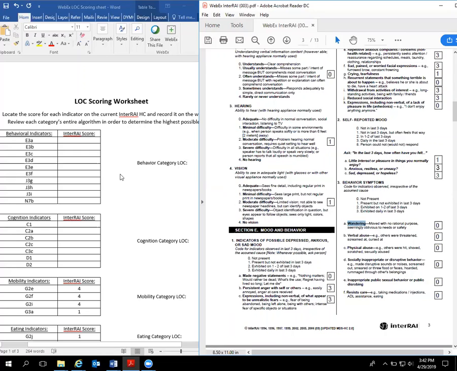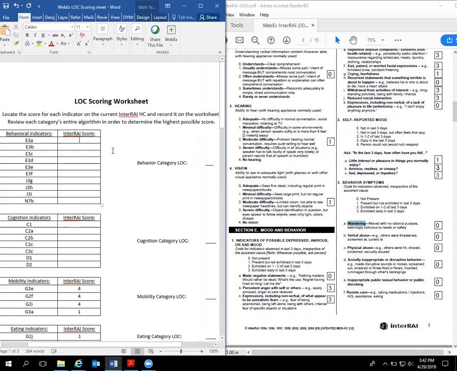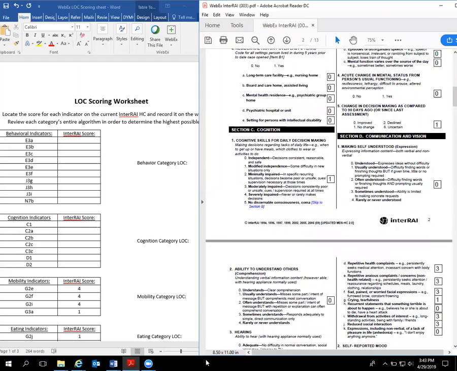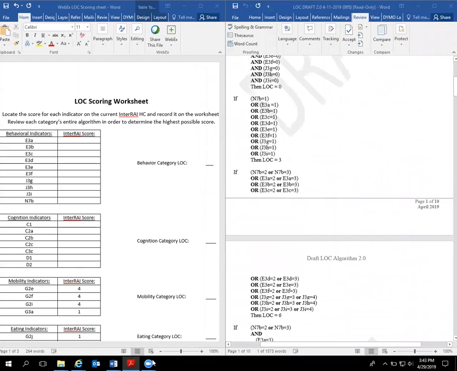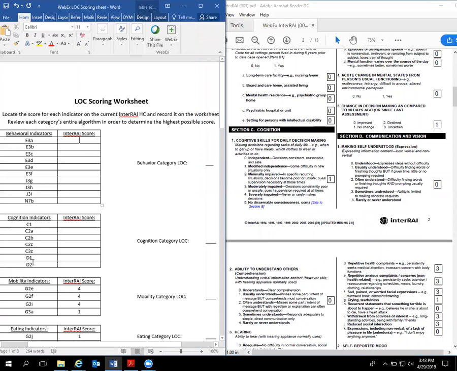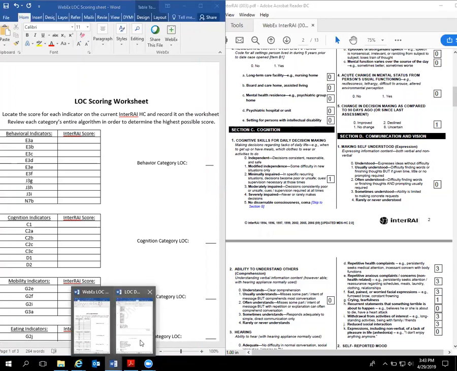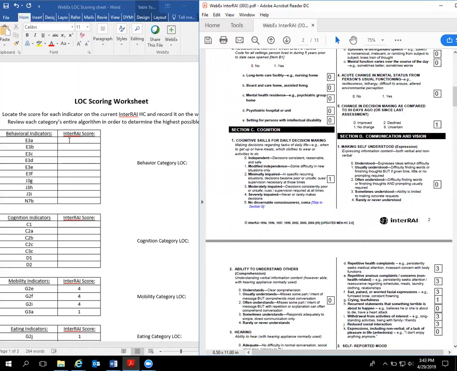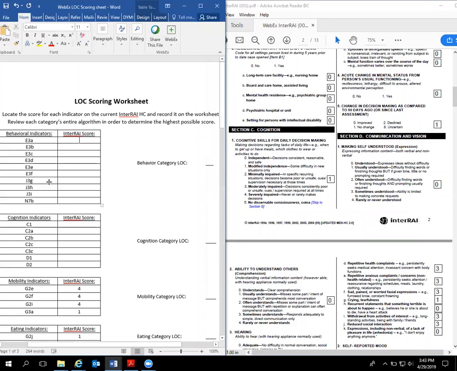So the third document that we're going to be using is the worksheet. And the worksheet is kind of an in-between, a mediator for the algorithm and the Enter-I. These are both very long documents, and scrolling back and forth between the algorithm and the Enter-I can get a little confusing. So this worksheet has taken all of the indicators that are located here on the algorithm, so all of the behavior indicators, all of the cognition, mobility, and listed them out clearly here in a line with a space next to them for the coding found on the Enter-I for each of these indicators. And I think the best way to explain that really would be to just go ahead and start doing it.